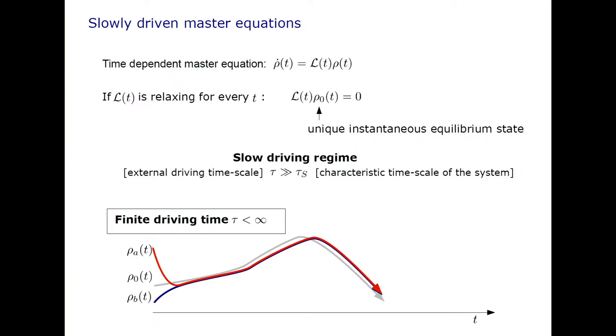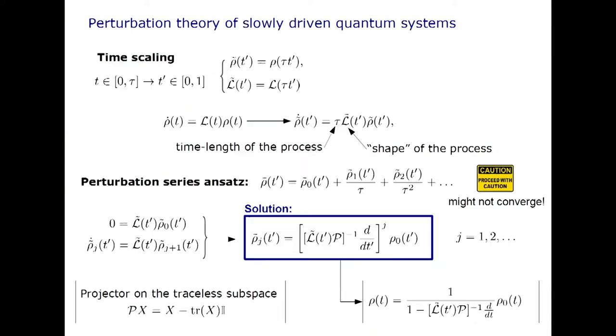And then the question is, what happens if I do exactly the same protocol, so exactly the same shape of the modulation, but faster and faster? At some point, the system will not be able to relax to the fixed point instantaneously, and so there will be a little bit of difference between the true solution and the equilibrium solution. And then what we would like to do is to develop a perturbation theory to compute this difference.